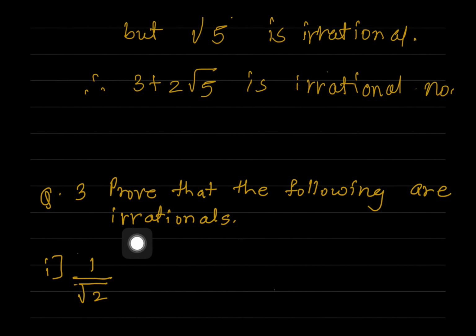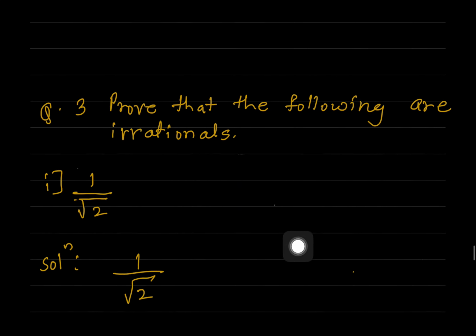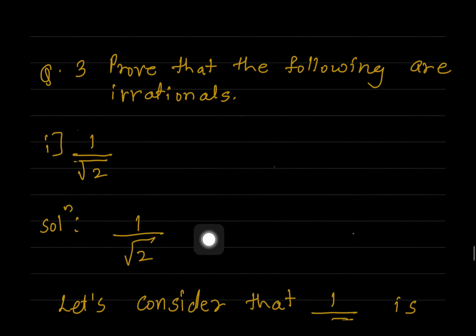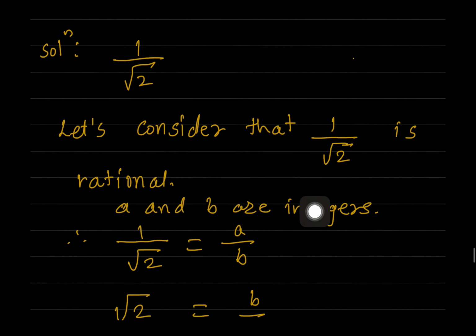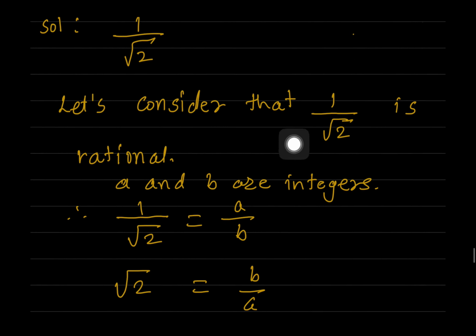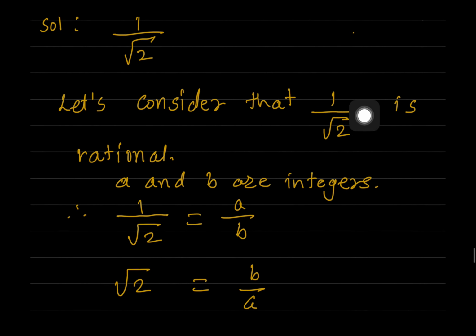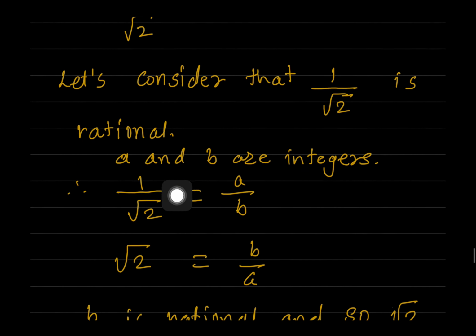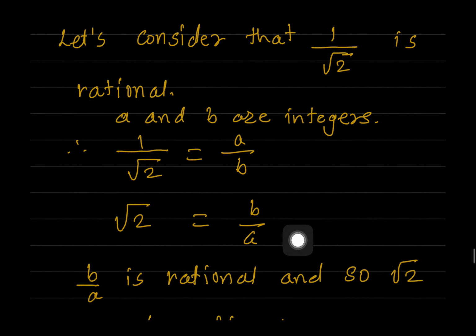Then question number 3. Prove that the following are irrationals. Here 1 upon root 2. In the same way we can explain here. Let us consider that 1 upon root 2 is rational, a and b are integers, 1 upon root 2 equals a upon b.